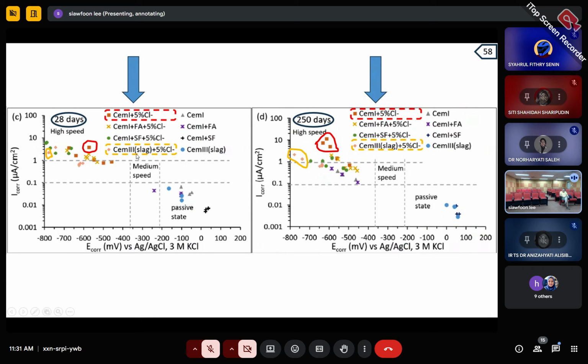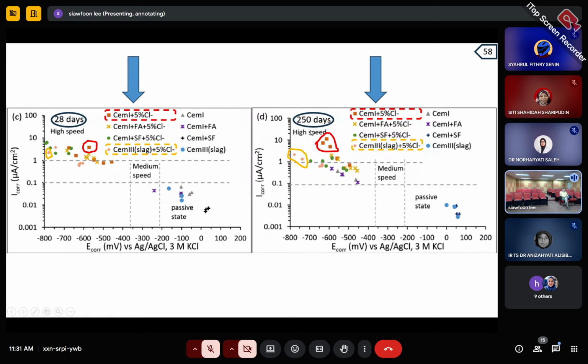So let us just focus on the cement 3 slag with 5% chloride, and the other one without the chloride. And you can see, compared to the cement 1, which is the Portland cement with 5% chloride, and here is the place where the cement 1 with 5% and the cement 3 slag with 5% are, the corrosion current is more or less the same as the cement 1, almost like between 1 and 5, something like that. But of course, at a different corrosion potential.